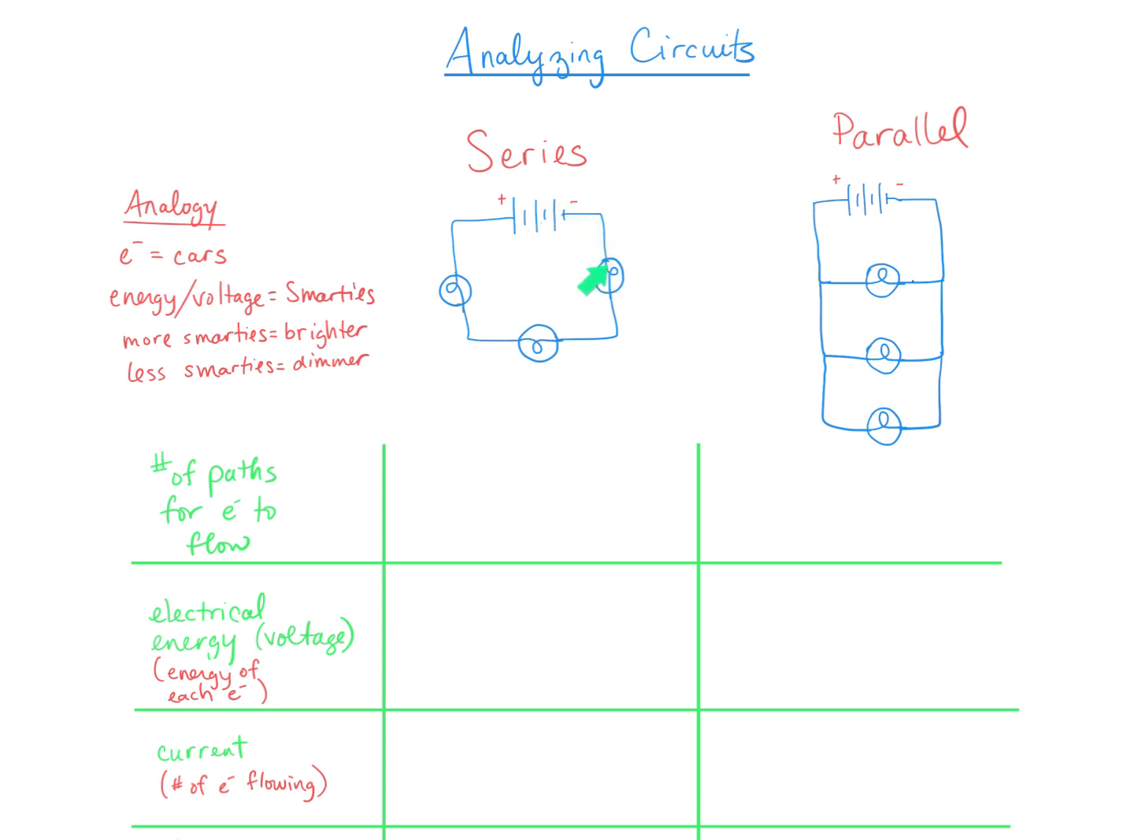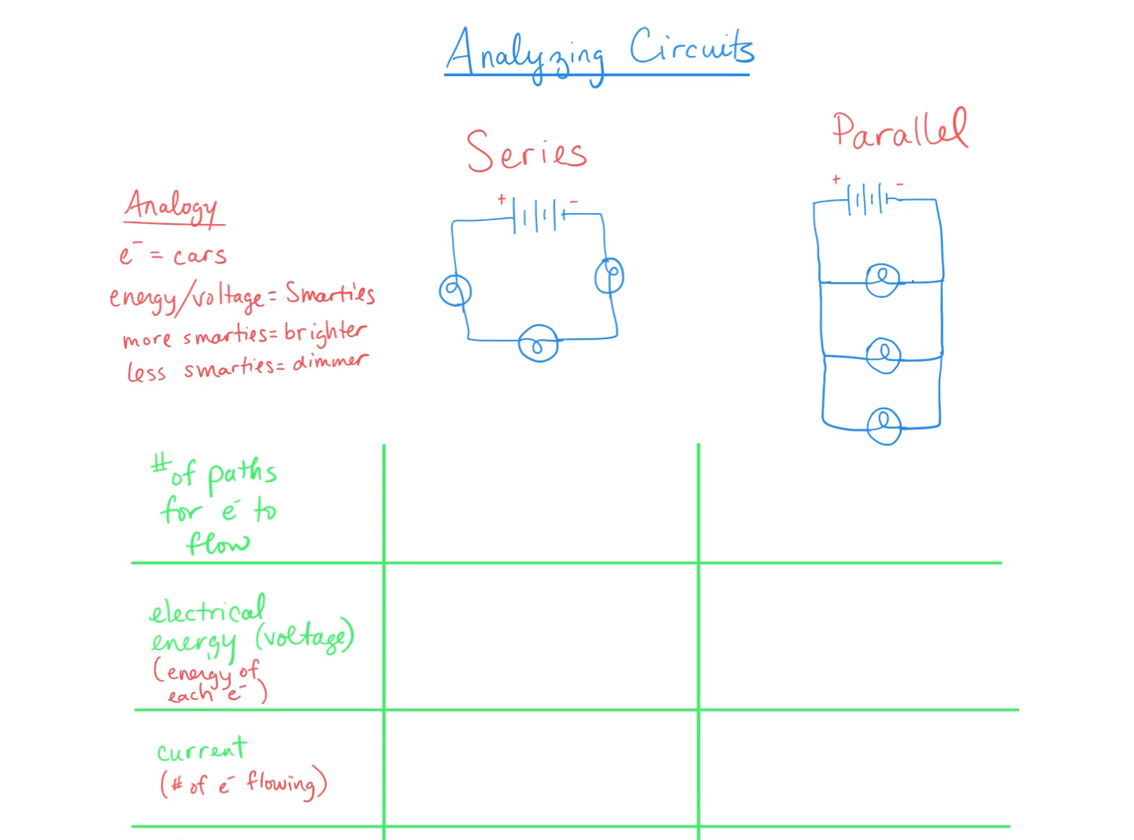When they get to a load, some of the energy of the electron is used to light that light bulb. So electrical energy gets transformed into light and a little bit of heat energy. So electrons or cars carry their smarties and dump some smarties right here, lose some energy right here at a load. Those cars continue along this path, and when there's another load, they dump more smarties. And they continue along the path, dump smarties, and then return to the battery where they pick up more smarties and gain their energy again.